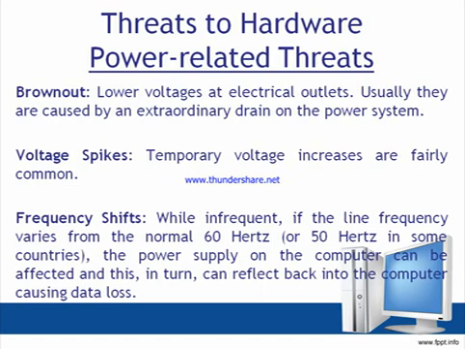Brownout. Lower voltages at electrical outlets, usually they are caused by an extraordinary drain on the power system. Voltage spikes. Temporary voltage increases are fairly common. Frequency shifts. While infrequent, if the line frequency varies from the normal 60 Hz or 50 Hz in some countries, the power supply on the computer can be affected, and this in turn can reflect back into the computer, causing data loss.